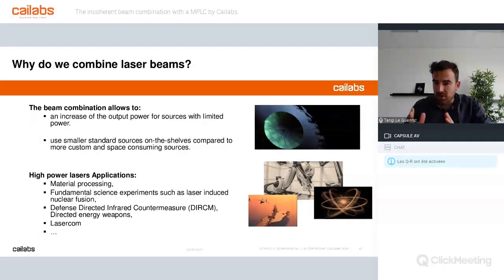And in the list below, there are examples where we need high power laser sources. Of course, material processing, such as industrial welding applications. Fundamental science experiments, such as laser-induced nuclear fusion, are another application. In the defense area, incoherent beam combination is also interesting to deliver much power for countermeasure applications or directed energy weapons. And finally, delivering more power at 1550 nanometers or in the mid-infrared range for laser communication is also of interest to investigate.